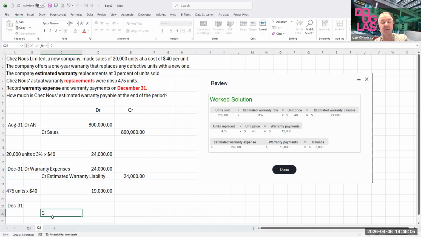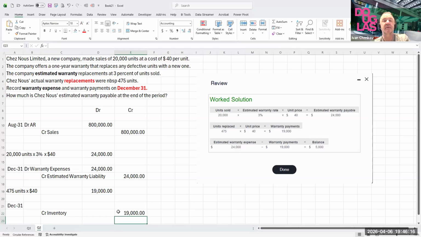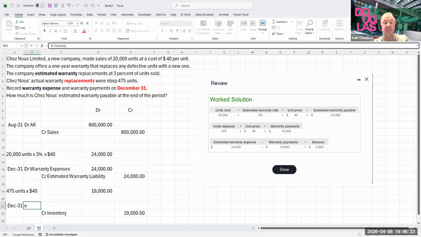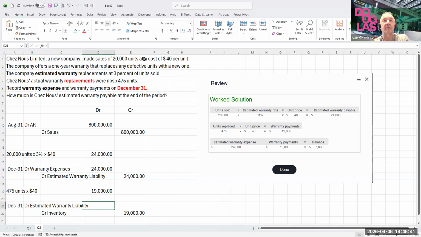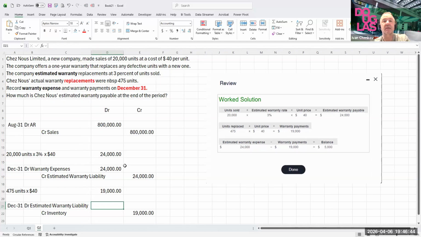So which account are we going to create? Credit inventory. With how much? We're going to credit it with 19,000, because 475 units were replaced. Now the question is which account we're going to debit. Can I debit warranty expense again? No, but I can easily debit the account called estimated warranty liability with the same amount of the replacement, which is $19,000.